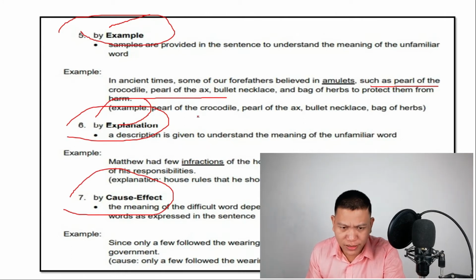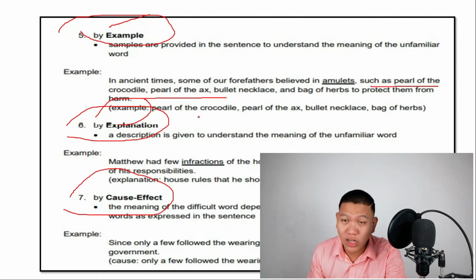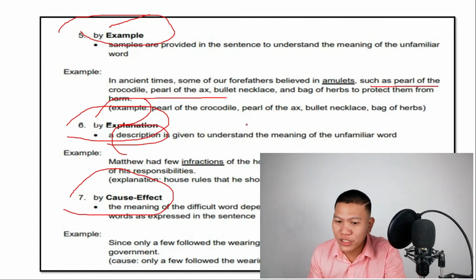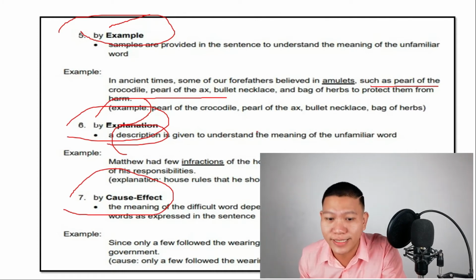Our number six type of context clue is context clue by explanation. In here, a description is given to understand the meaning of the unfamiliar word. So a description is given. Example, Matthew had few infractions. So the word to define is infractions. Matthew had few infractions of the house rules that he should have done as part of his responsibilities.